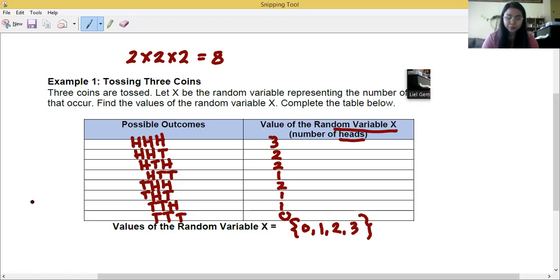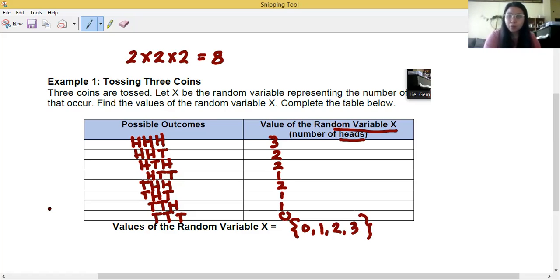Our next output is we need to make the PMF. What's the PMF? The PMF is called the probability mass function. It can be written in a table and it can be written in a piecewise function. It shows us the probability distribution. How is the data being distributed based on their probability values? So how does it look like?